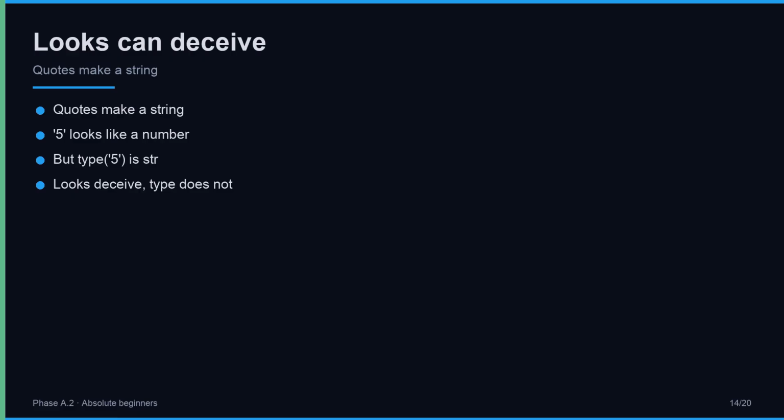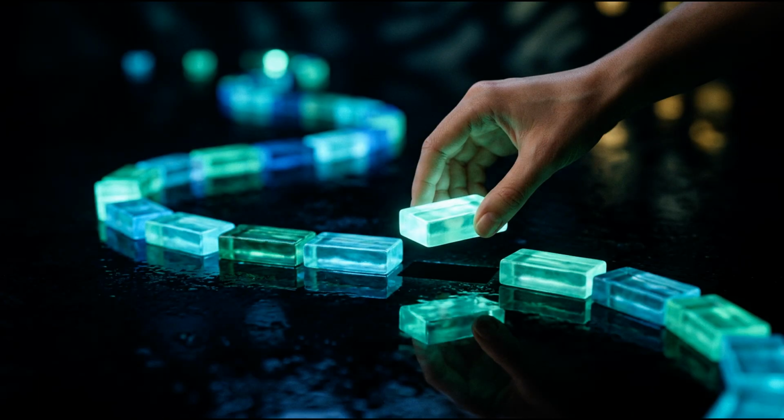Trust type, not looks. Learning to read types is a small brick, but it is load-bearing. Every debugging skill you build later will rest on this one habit, asking what type of value is. Place this brick carefully now, and the whole structure above it will stand straight. Small habits, repeated often, are how real skill is built.